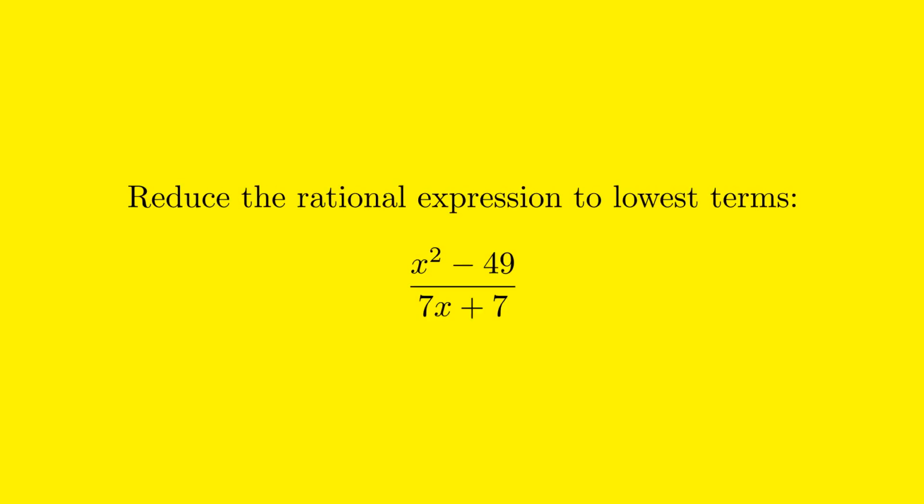Hello everyone. In this video we will learn how to reduce the rational expression x squared minus 49 divided by 7x plus 7 to its lowest terms. This problem involves factoring and simplifying the expression to make it easier to work with. So, let's dive into the steps and solve this together.